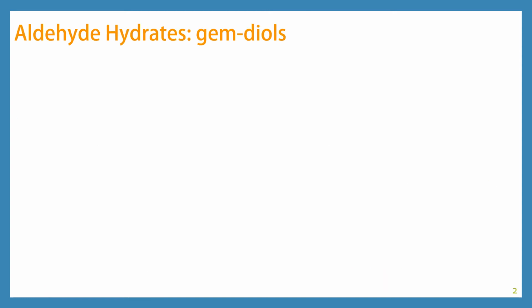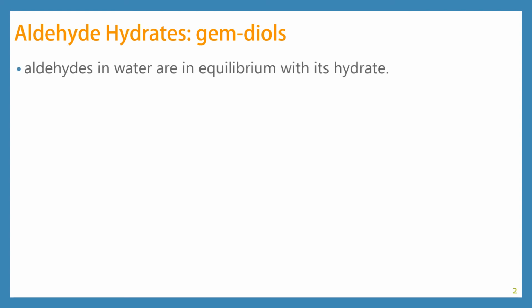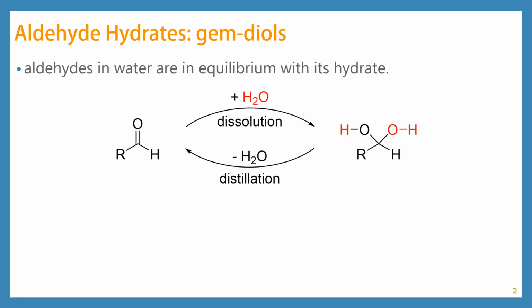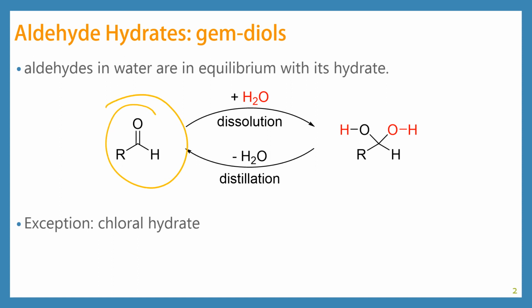Our next topic is hydrates, which can also be called gem diols. And these are largely formed from aldehydes. So aldehydes in water are in equilibrium with their hydrates. If you have an aldehyde and it reacts with water or is dissolved in water, that process is called dissolution, you will form what is called an aldehyde hydrate or a gem diol.